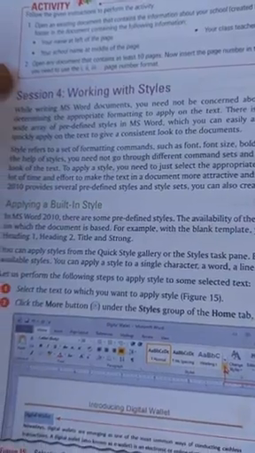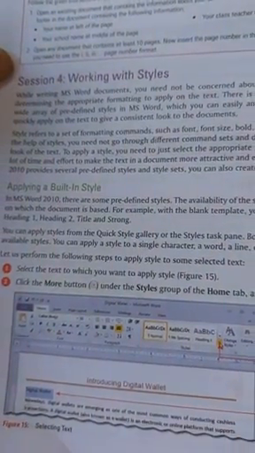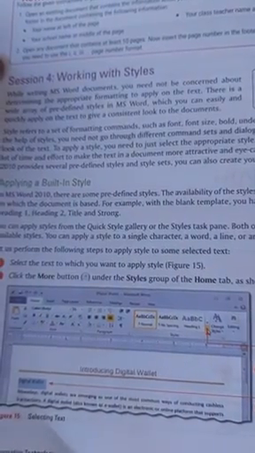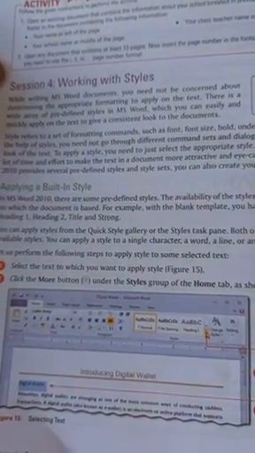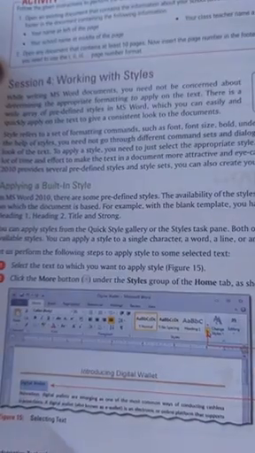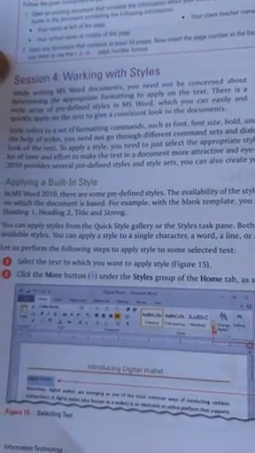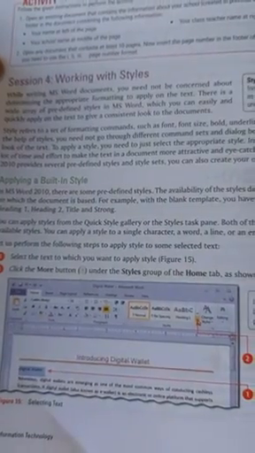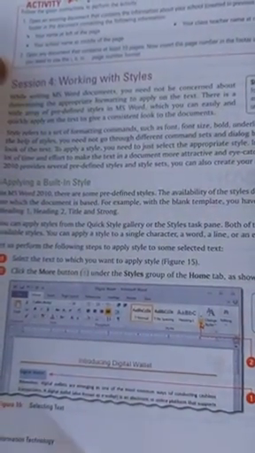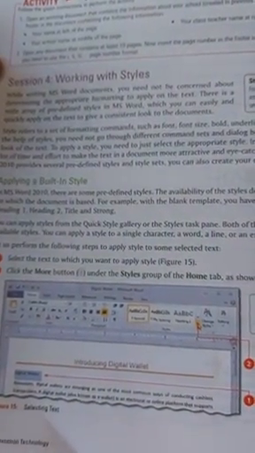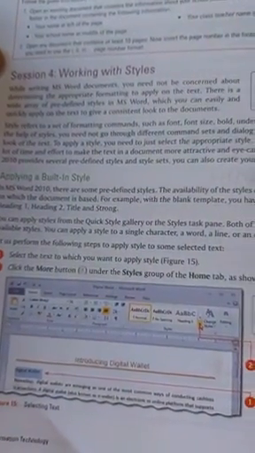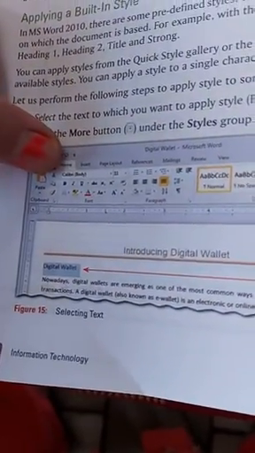The next session we have is working with styles. Working with styles means to apply any type of text formatting or style to the text in the document. The style refers to a set of formatting commands such as font, font size, bold, italic, underline, font color, background color, highlighter, and many more. These options are all available under the Home tab.